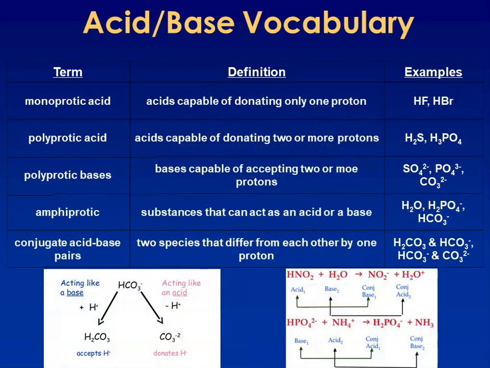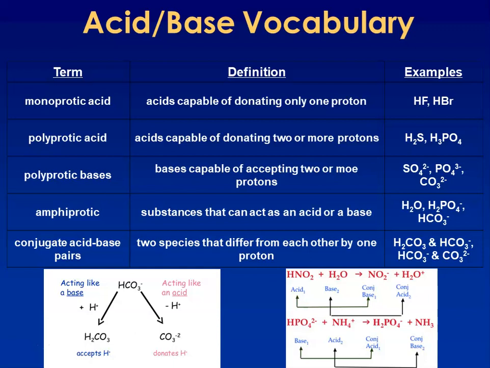Some other terminology, monoprotic acids are those that can only provide one proton, so your binary acids, HF, HBr. Your polyprotic acids are those that can donate multiple protons, 2 or more. So H2S has the ability to donate 2 protons. It's classified as a diprotic acid. H3PO4 is classified as a triprotic acid because it has 3 protons.